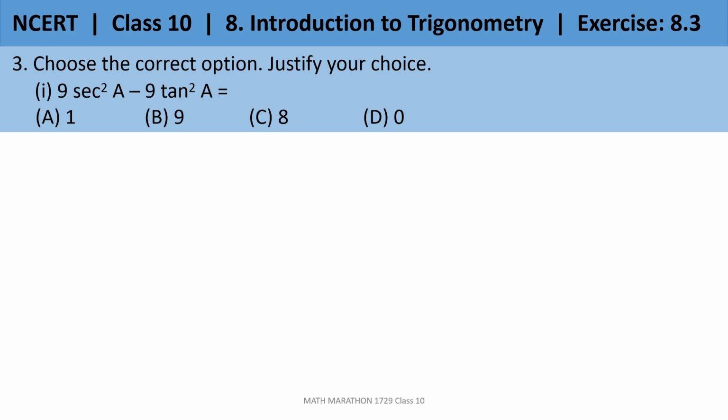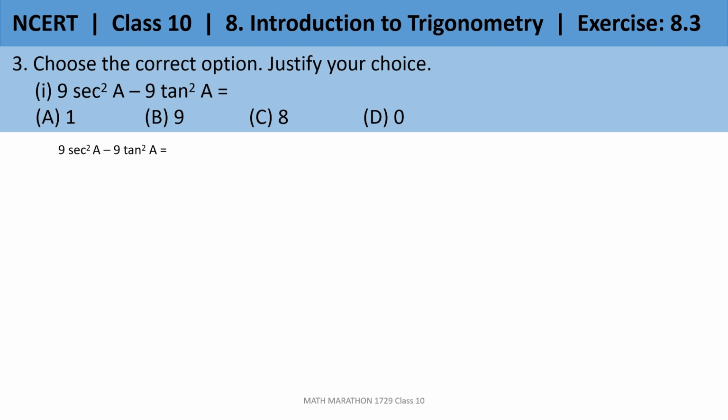Choose the correct option. Justify your choice. Section 1. 9 secant square A minus 9 tan square A is equal to dash. Options are Option A, 1. Option B, 9. Option C, 8. Option D, 0.